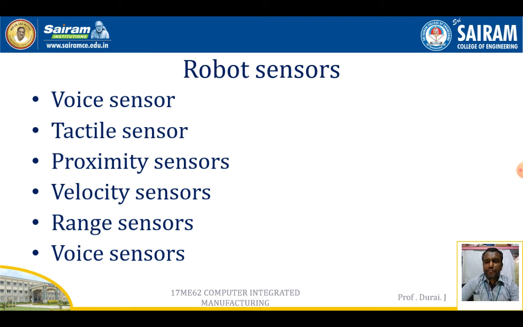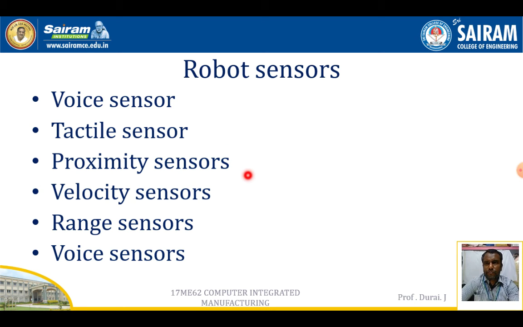Then comes the tactile sensor. There are two different types of tactile sensors: one is the touch sensor and another is the force sensor. The touch sensor simply indicates whether contact has been established with an object or not. A simple micro switch is an example of this kind of touch sensor.